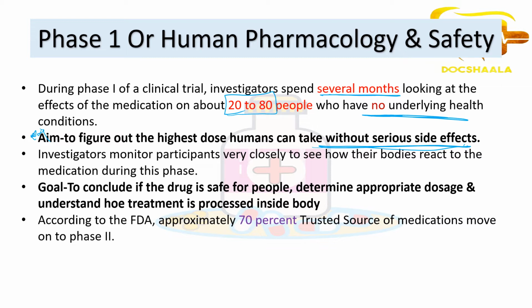Investigators monitor participants very closely and see how their bodies react. Since they monitor very closely, they take only a small group of people, just 20 to 80. So what is the goal? It is to conclude if the drug is safe for people, determine appropriate dosage, and understand how treatment is processed inside the body. According to the FDA, approximately 70% of medications move to the next phase.